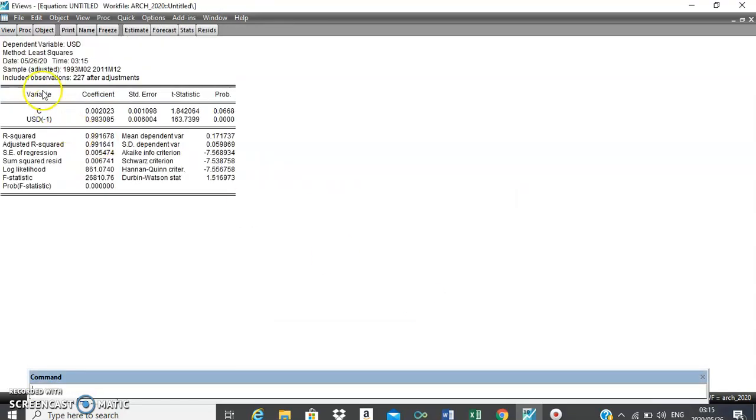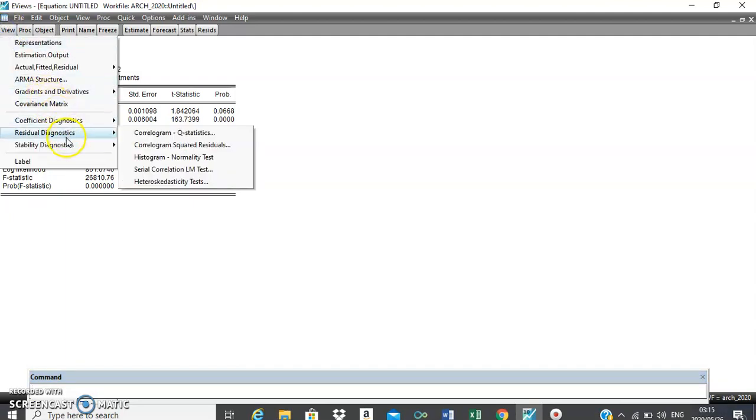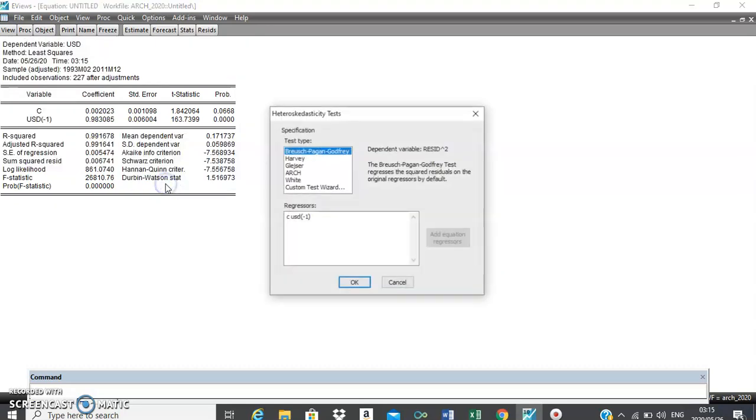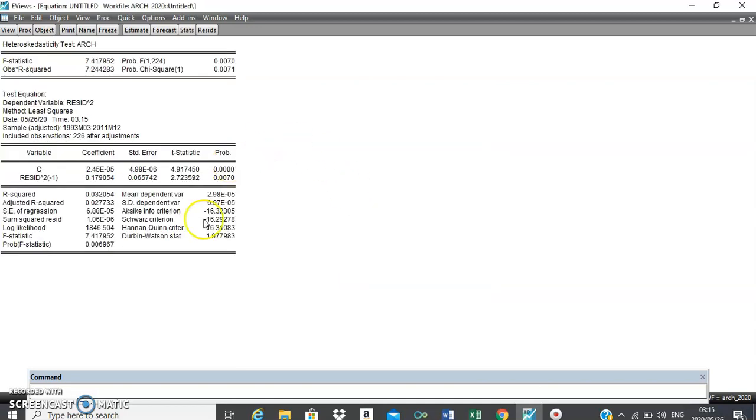Now, from this output, in order for us to test for the presence of the ARCH effect, we click on View, choose Residual Diagnostics, then we choose Heteroscedasticity. When that box comes up, we have to look at what test we are using. We are using the ARCH test because we want to test for the presence of the ARCH effect. So we choose ARCH, then we click on OK, and it will give us the table output.